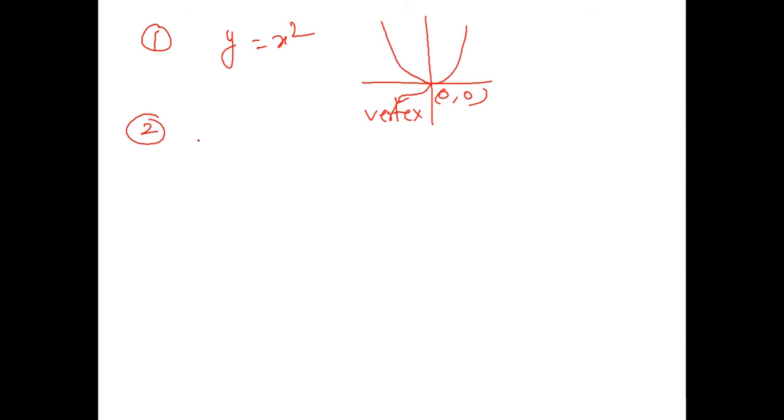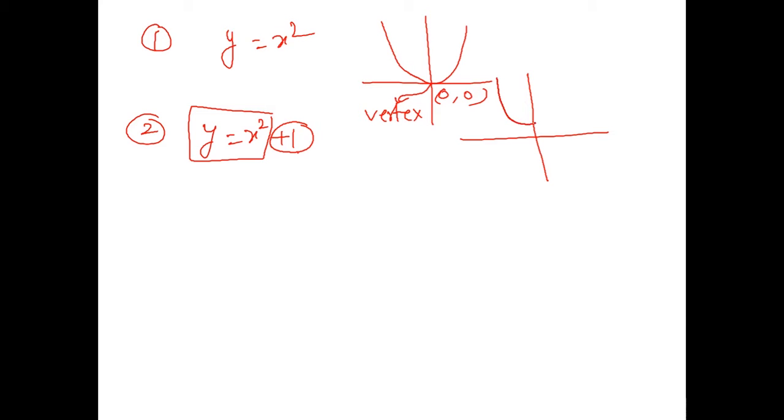Second, what if we try to find the graph of y equals x square plus 1? How would this look? As we can see, in y equals x square, we've added 1 unit. So the graph would jump 1 point above. This is how it would look. This distance is going to be 1.